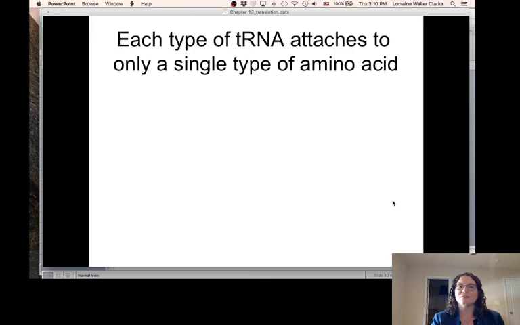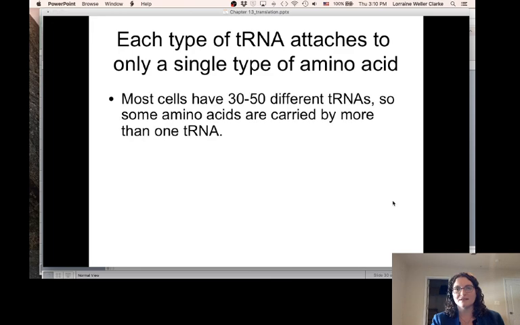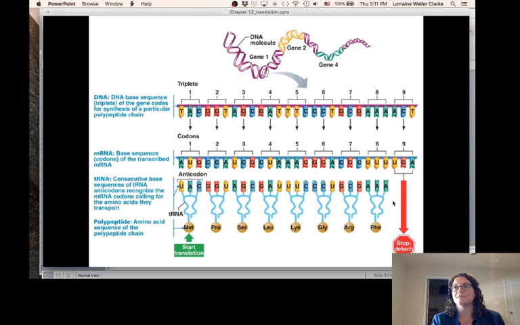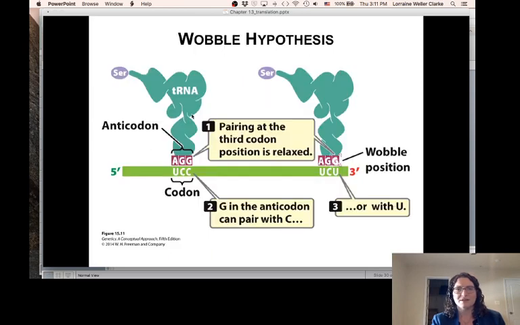Each type of tRNA attaches to only a single type of amino acid, and most cells have 30 to 50 different tRNAs. There's 20 amino acids, so some amino acids are carried by more than 1 tRNA, and that's because of the redundancy, the degeneracy of the genetic code. There are these things called iso-accepting tRNAs. Different tRNAs accept the same amino acid but have different anticodons, because anticodons can match to the same one. I wanted to go to the wobble one here.